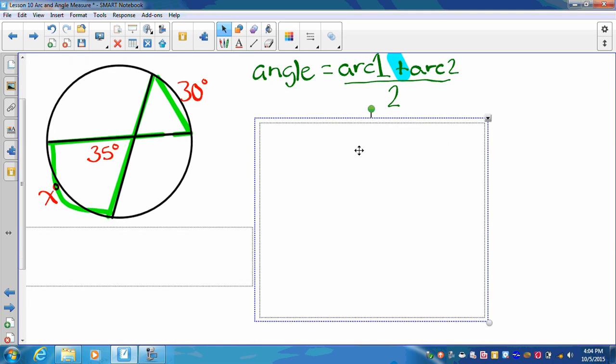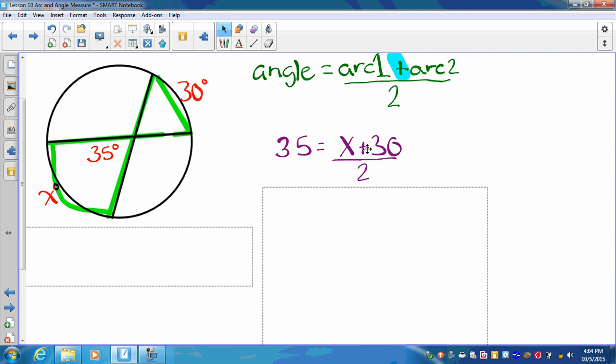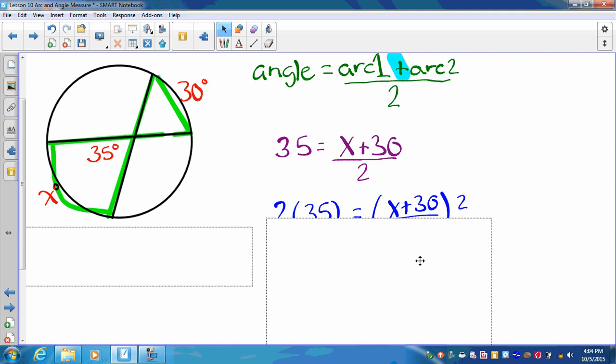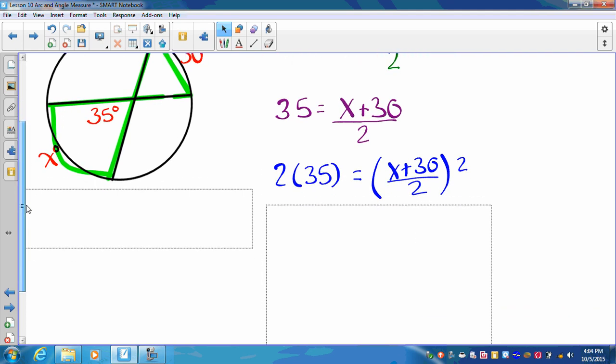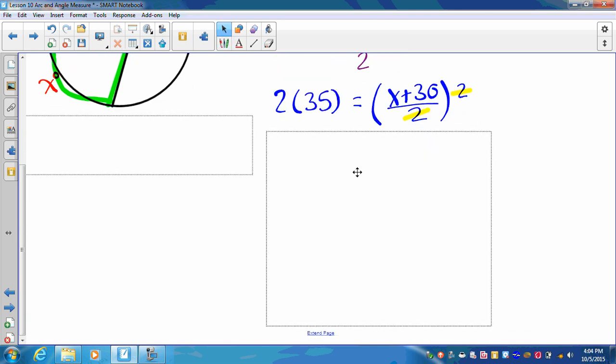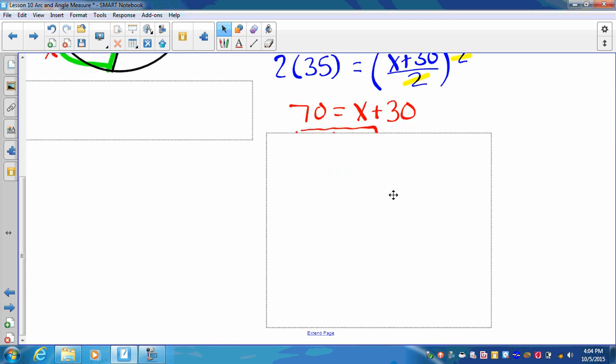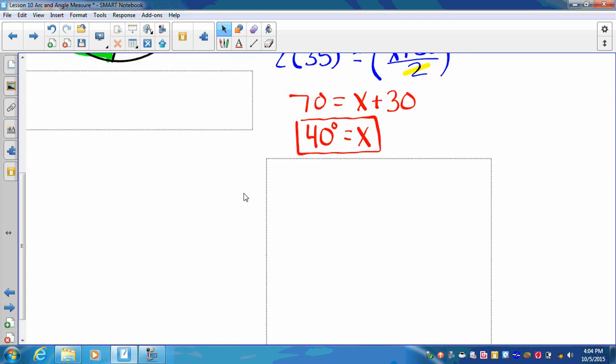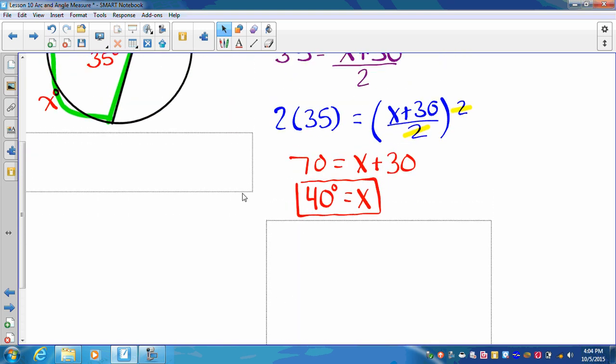So the angle is 35, so I'll plug that in there. X and 30 are the two arcs. It doesn't matter where they go. You could say 30 plus X. And then to get rid of the 2 on that right side, we'll multiply both sides by 2. These 2's cancel. And finally, I can find that the angle measure is 40 degrees. I'm sorry, the arc measure, that's X, is 40 degrees.